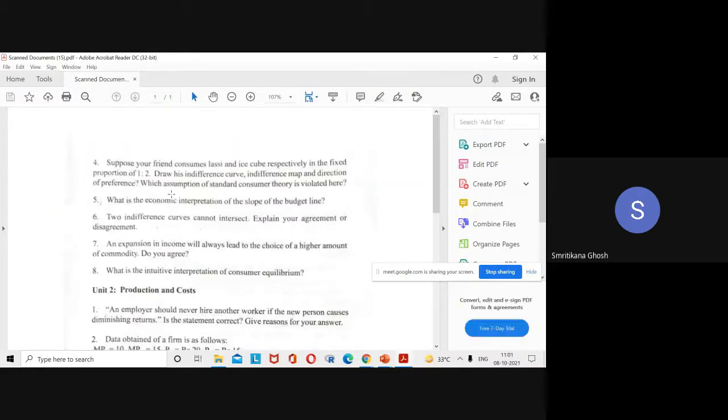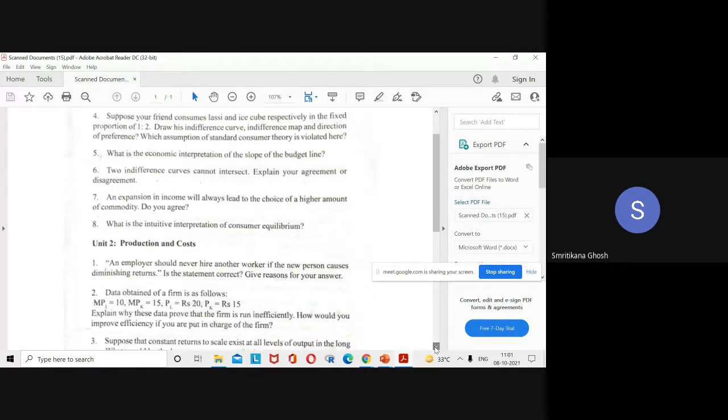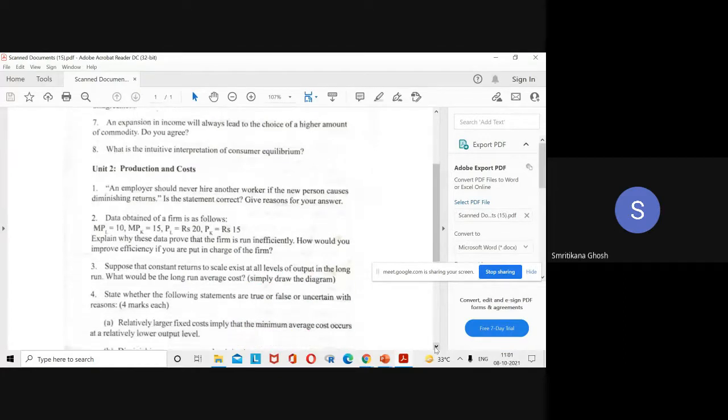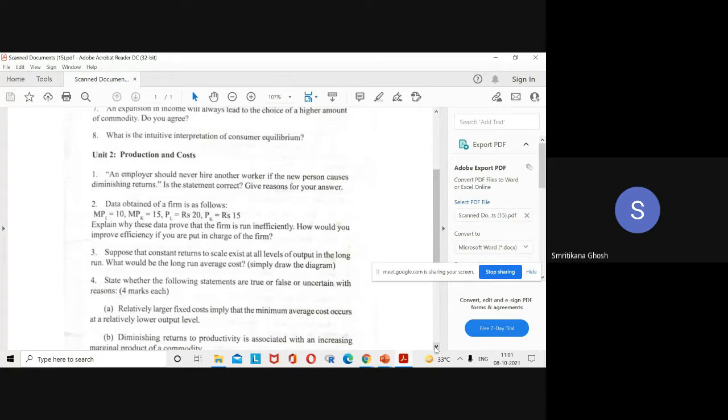This is from the model question paper. I don't know whether you have the model question paper with you or not. An employer should never hire another worker if the new person causes diminishing returns. Is the statement correct? Read the question very carefully.